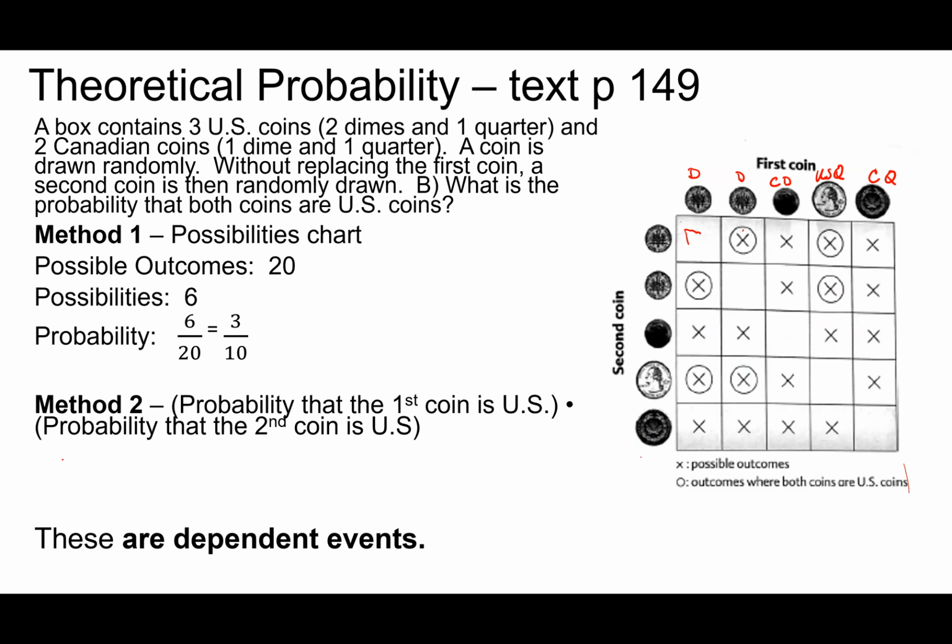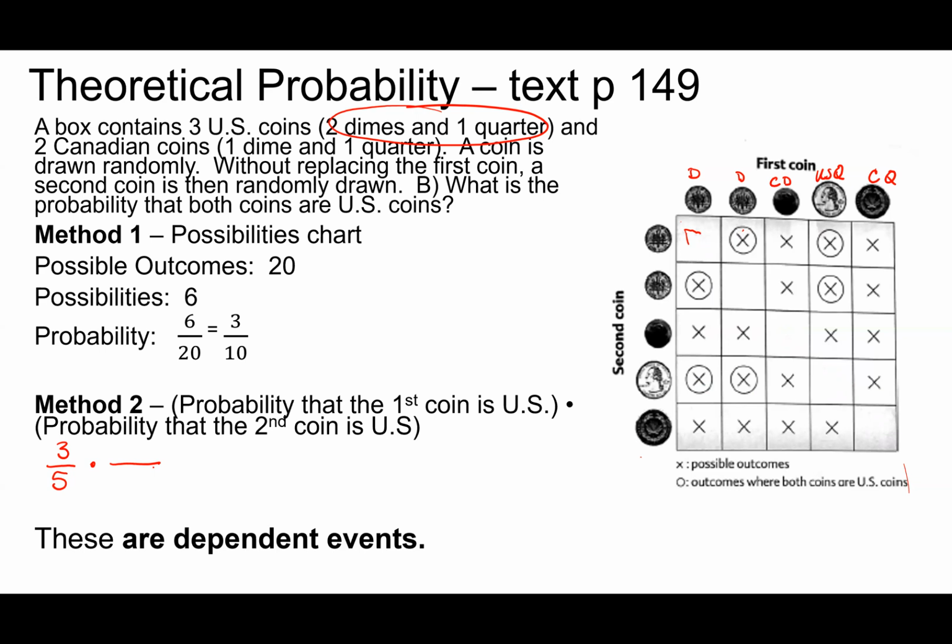So we're just drawing the first time. We've got all the coins in the box. So we've got 2 dimes and 1 quarter. Kinsey? 3/5. Now, we're going to multiply that. Remember, we multiply for probability. Okay. So for the second event, we're down 1 US coin and we're down 1 coin overall, right?